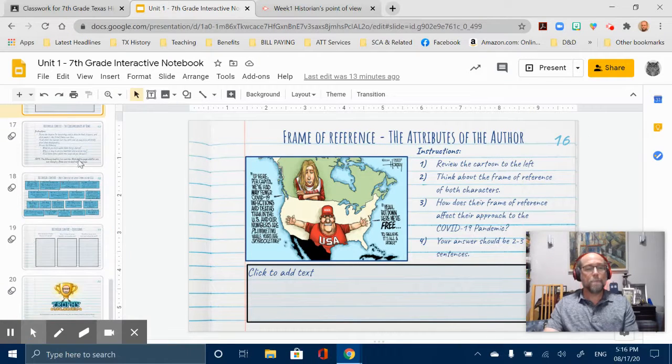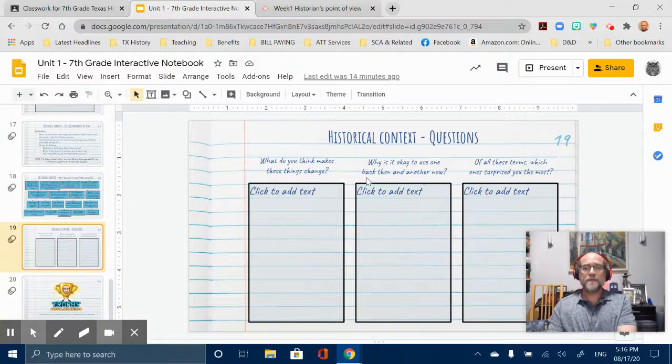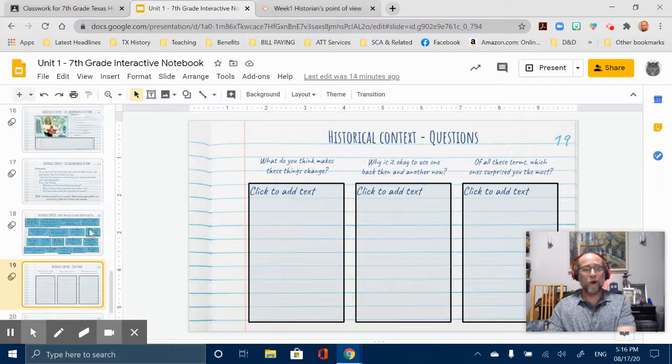The next thing we're going to do is take a look at the circumstances of time. We're going to review the timeline for terminology used to describe Black, Hispanic, and white people in the United States over time. You're going to have to think about these changes over time and answer these 3 questions at the bottom here. Also note, this is a high-level timeline. This is the place where you're going to answer the questions, and I put the 3 questions again down here. So just put your answers in there. Again, complete sentences. They must be complete sentences to get credit.